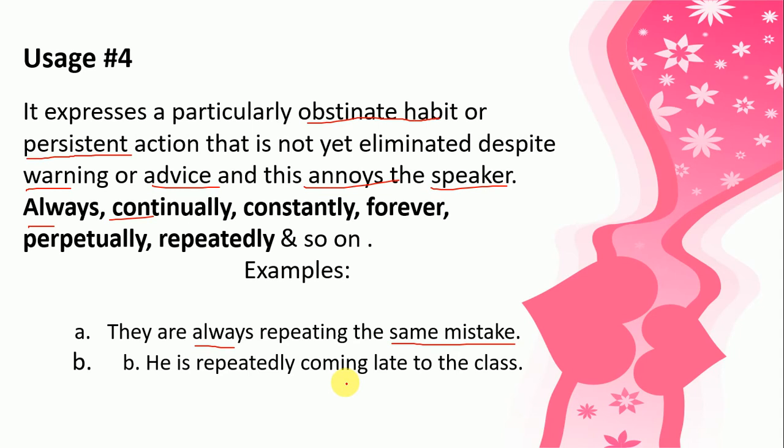So whenever you want to talk about an action which is happening right now, but that's an obstinate habit, a bad habit or persistent action that, despite the warning or advice, is not eliminated, and this really disturbs or annoys the speaker, it's better to use present continuous tense in this regard, right?